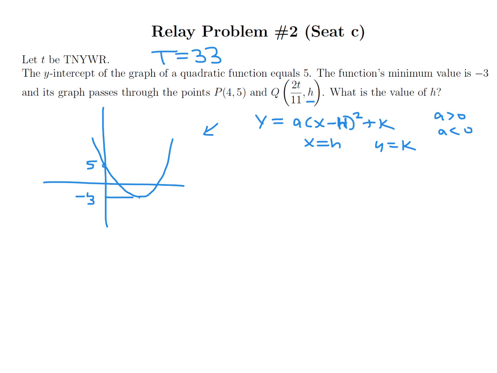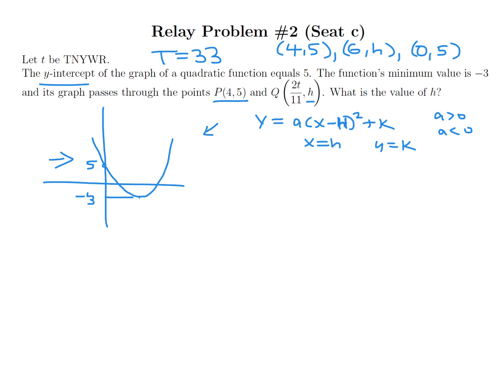We have to start substituting stuff in. So what do I want to use? I've got (4, 5). Let me write them up here. I've got (4, 5). Then I have 2t. Well, t is 33, so 2t would be 66. 66 divided by 11 is 6. So 6 and then capital H. And then we have another point right here, which was the y-intercept. So that would be (0, 5). That's sort of the definition of a y-intercept, when x is 0.